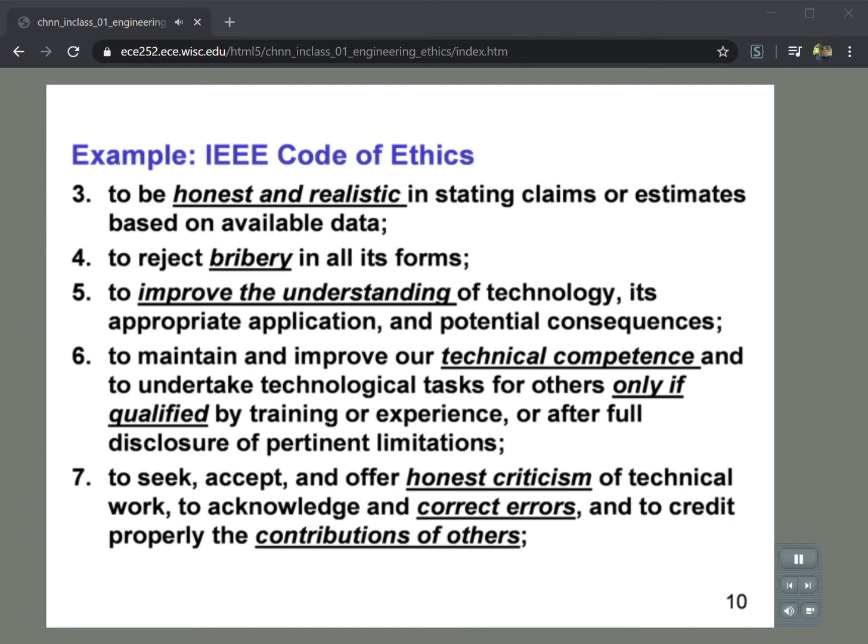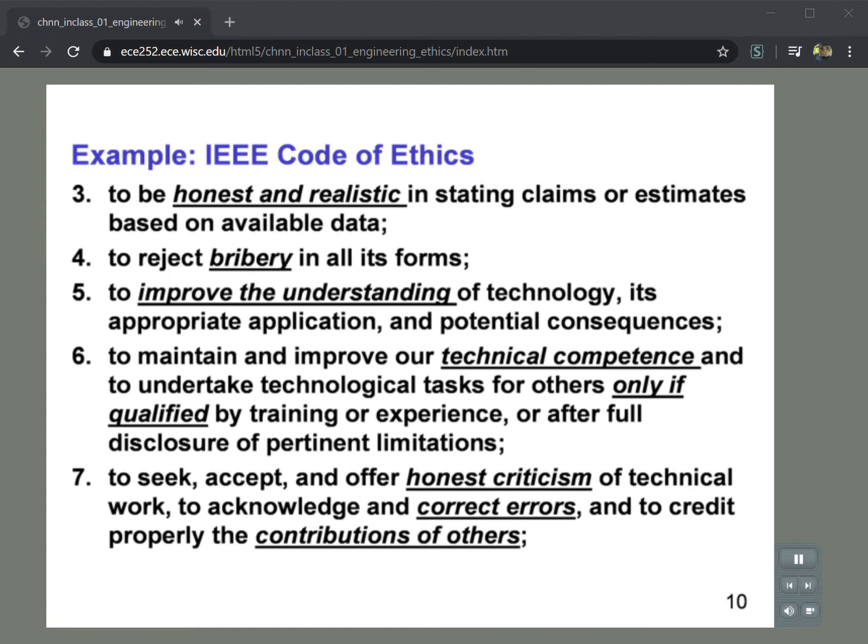And then again, when we're asked to work on a particular project, we have to make sure that we actually have the skills in the background to undertake that task. We are actually qualified for it. Or if whoever is insisting that we do this continues to insist, we at least fully disclose our limitations on that front.